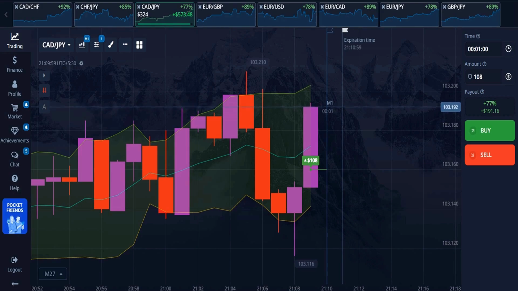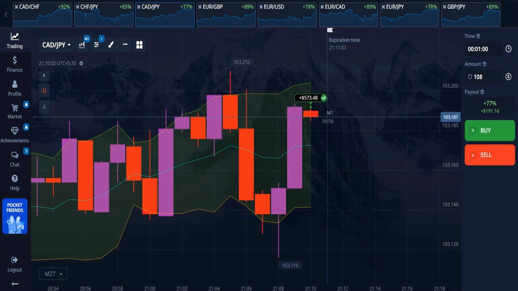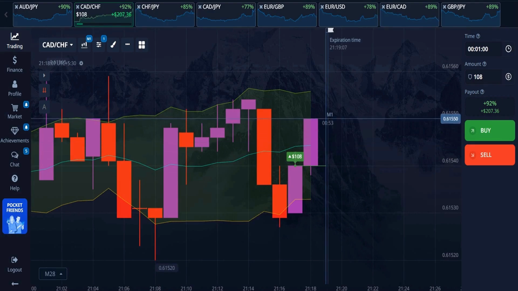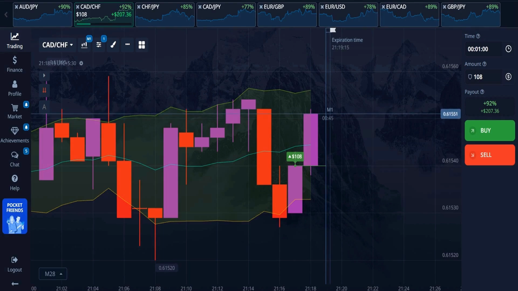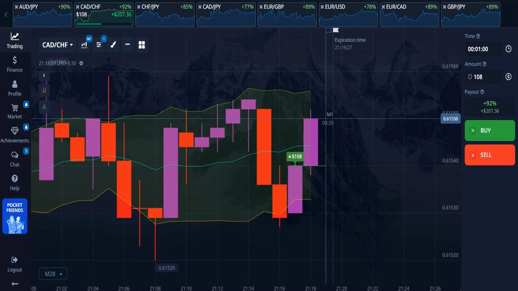Just a few more seconds left. Stay focused. Yes! This trade closed in profit. That's the power of following a tested trading strategy. When you follow a structured approach and wait for the right conditions, your chances of success increase significantly. But remember, not every trade will be a winner. That's why it's important to stick to the rules and manage your risk wisely.